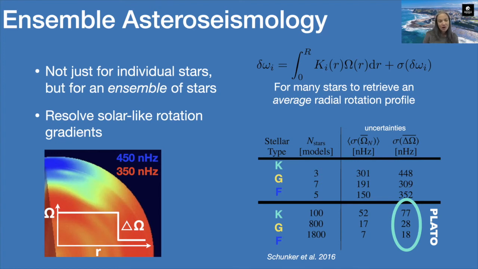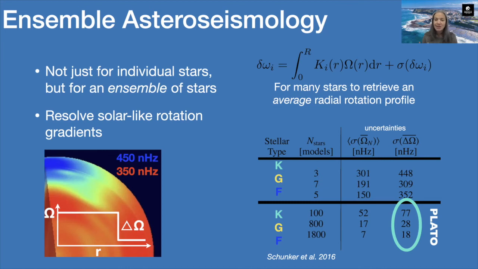On the left, where I'm showing the solar rotation, we see that the solar rotation varies by about 100 nanohertz. This is the gradient. And so if you look at the table on the right, what I've circled there are the uncertainties that we can reduce the gradient to using a number of stars with Plato.